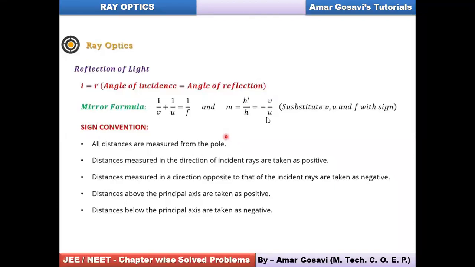That means exactly opposite in the second point. If the direction is opposite and you are measuring some distance with respect to incident ray, you should consider those distances as negative. That means along negative x-axis, the distances would be negative. Along positive x-axis, the distances would be positive. Similarly, the distances above the principal axis are to be taken positive, and distances below the principal axis are considered negative. Please make a note of this and just give me a hint so that we move forward.